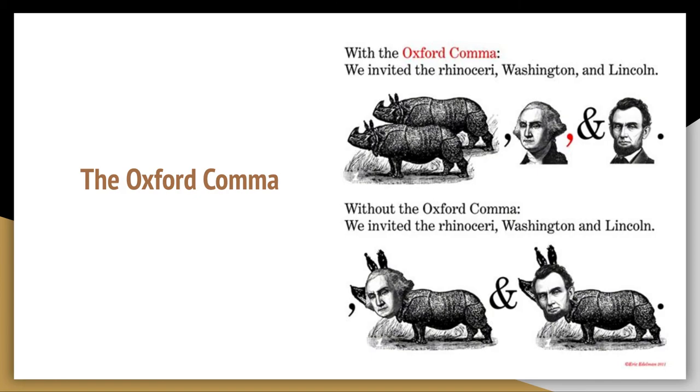As we can see in this comedy post from The Oatmeal, the Oxford comma allows you to clearly separate 3 or more items in a series. In the bottom example that does not use the Oxford comma, readers might think that the writer is simply offering the names of the rhinoceri they invited to a party.